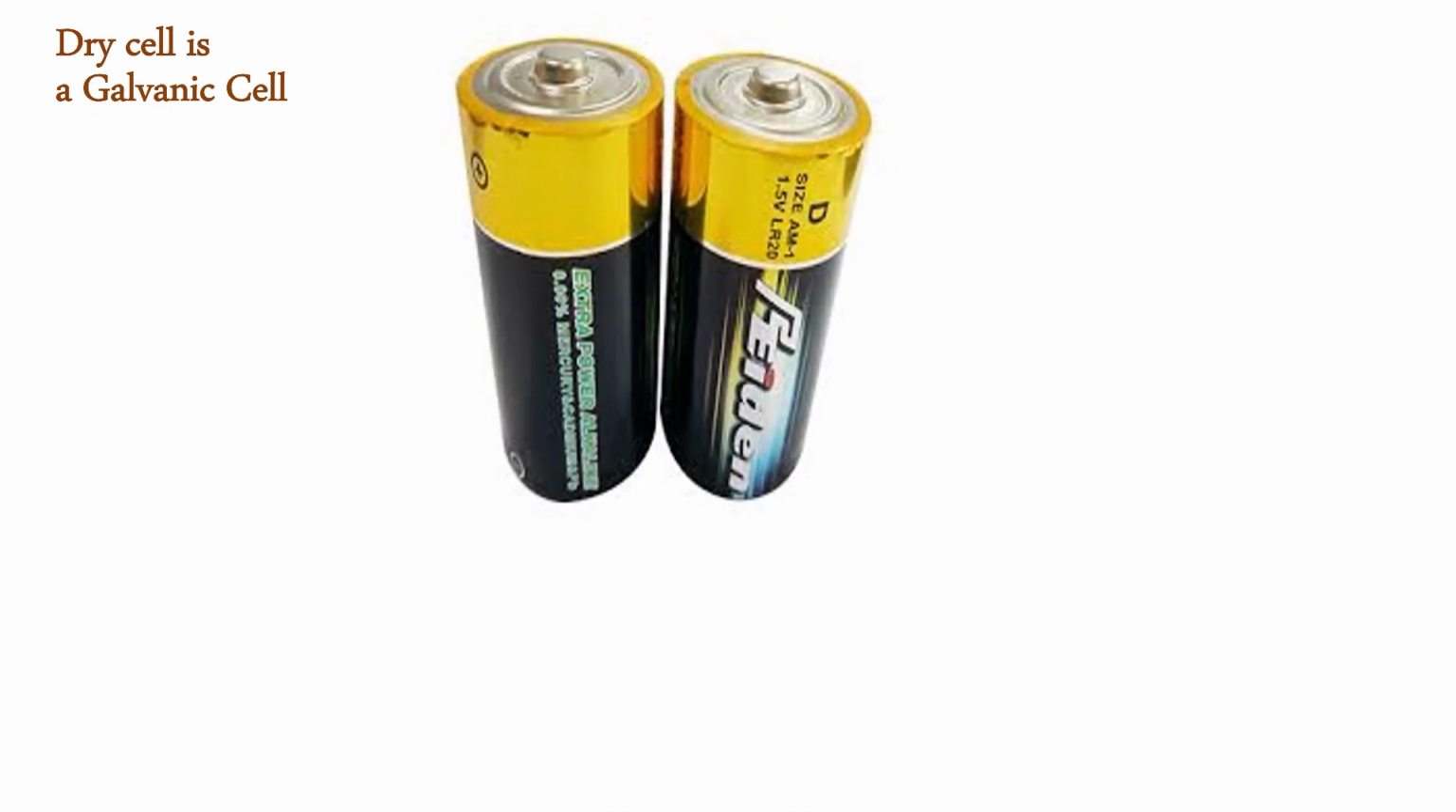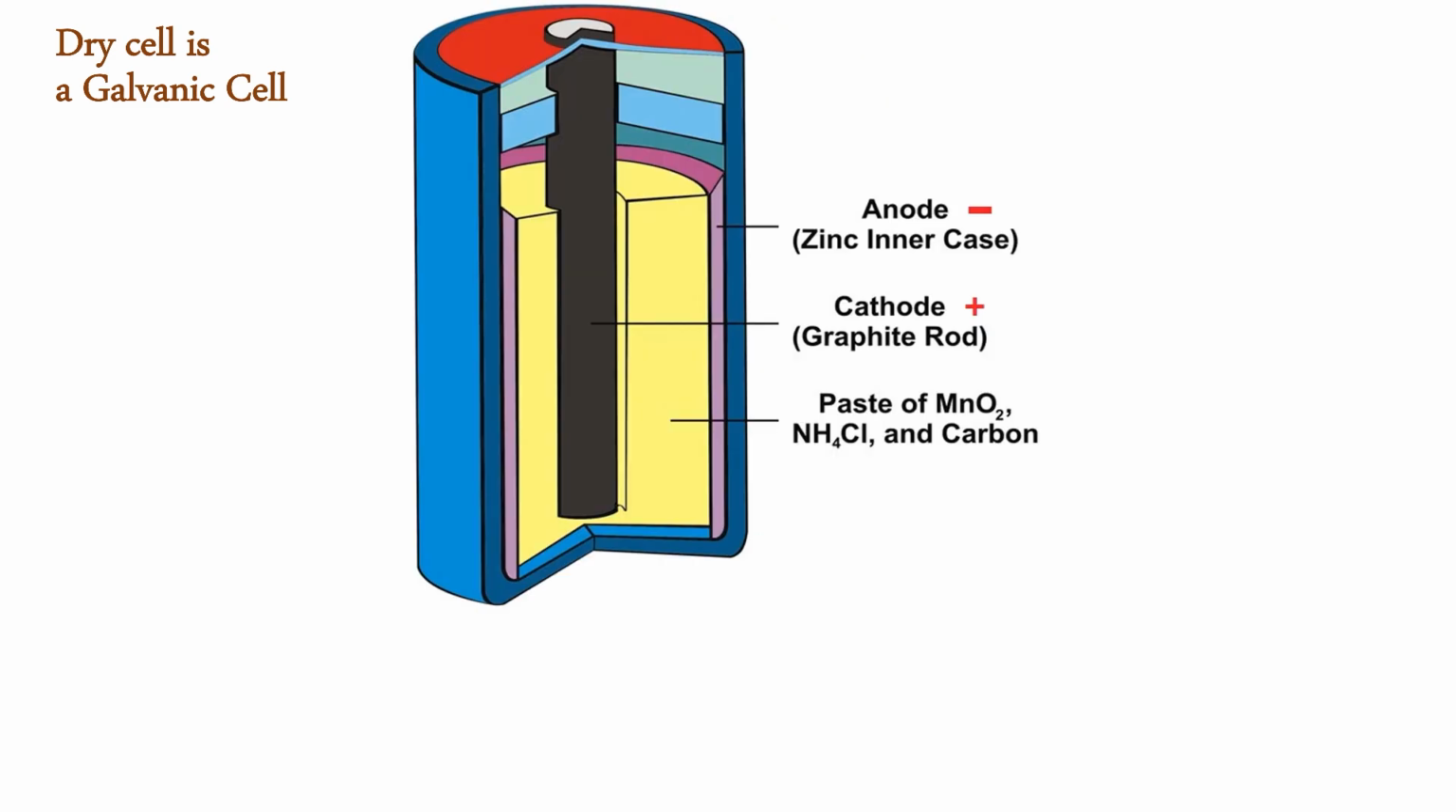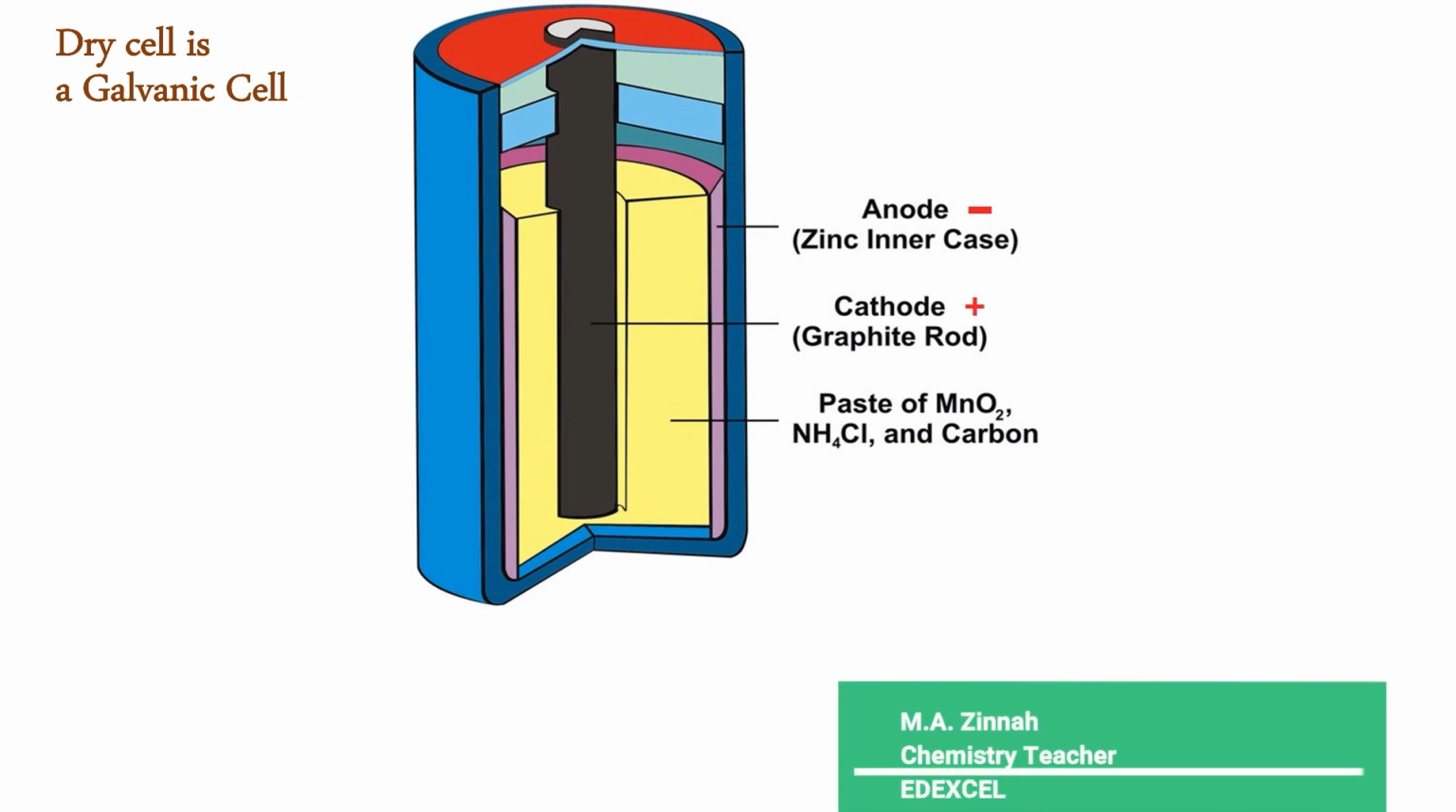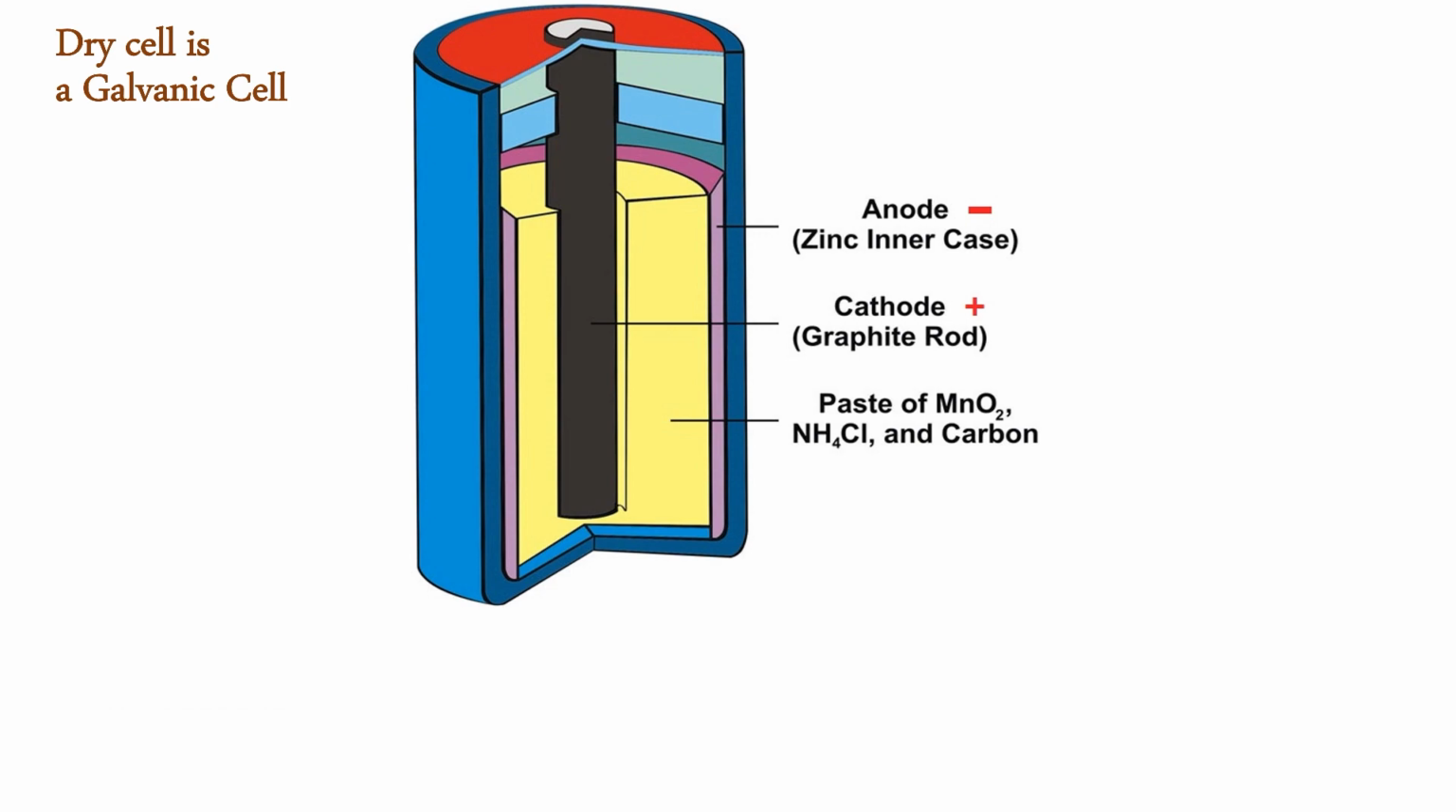The dry cell is another example of a galvanic cell. This is a dry cell, and look inside the dry cell. In the middle of the dry cell you have a graphite rod, which is the cathode here, the positive electrode. And the container is a zinc case, which itself works as the anode and negative electrode. And a paste of manganese dioxide, ammonium chloride, and carbon powder is placed in the container.